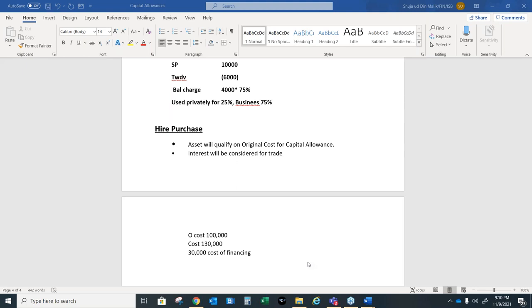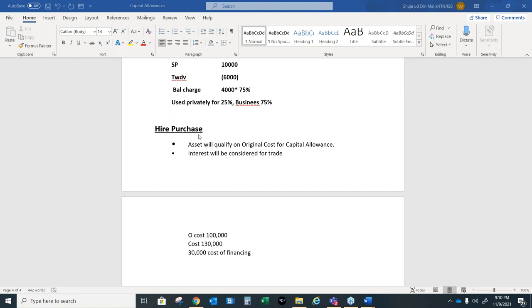Okay, I believe all of the students here are clear, specifically Ravi, and there were some other students who were asking me to elaborate capital allowances. This was the quickest of it.